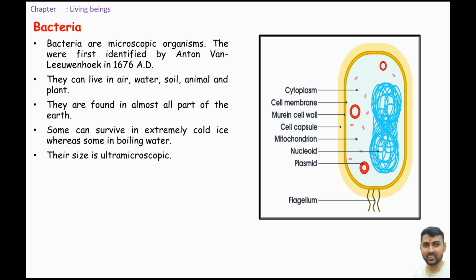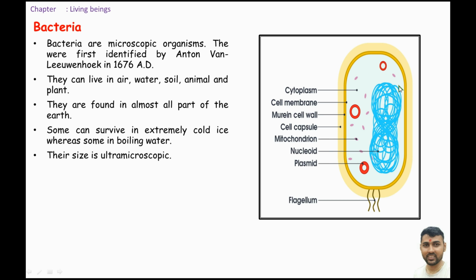They are ultra microscopic, not only microscopic. It means even with a microscope it is very difficult to see them. A very special type of microscope is essential to observe this microorganism. An electron microscope is essential to observe the structure of bacteria. You can see the diagram of bacteria in the slide.